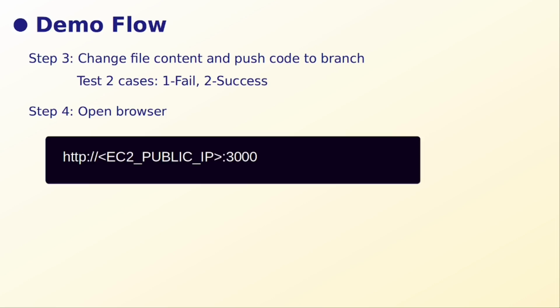After that, we modify the application code and push the change into the repository. This action automatically triggers the CI/CD pipeline. Once the pipeline finishes successfully, we open a browser and access the application using the EC2 public IP and port 3000 to verify that the deployment is working correctly.